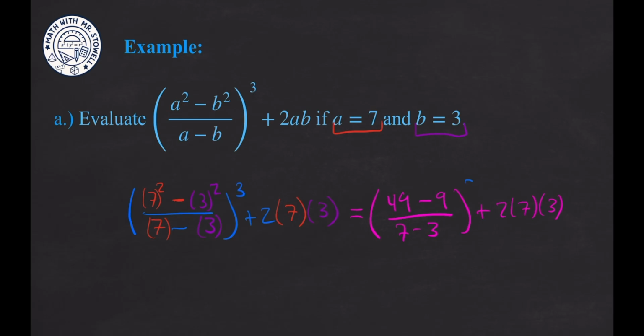Besides the 3 on the outside, which I forgot to write on each of those. So make sure we have everything written down exactly like it says. From here, no more exponents inside. Let's simplify. So we end up with 49 minus 9, which is 40. 7 minus 3, which is 4. This is cubed plus 2 times 7 times 3.